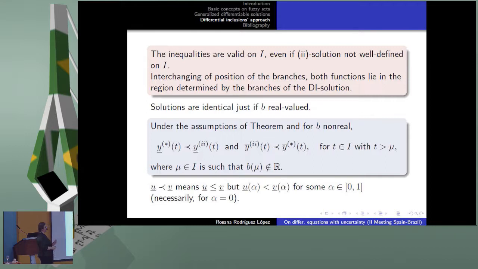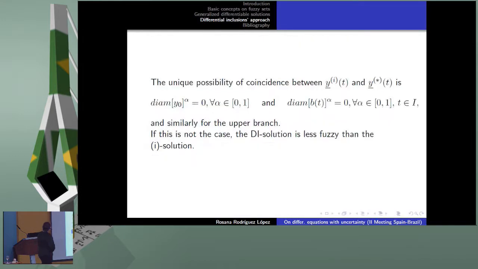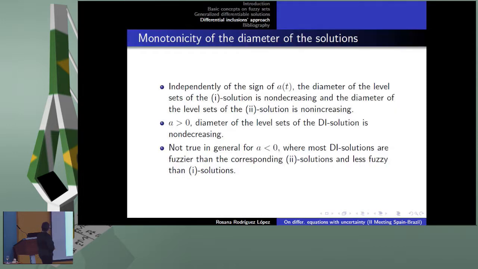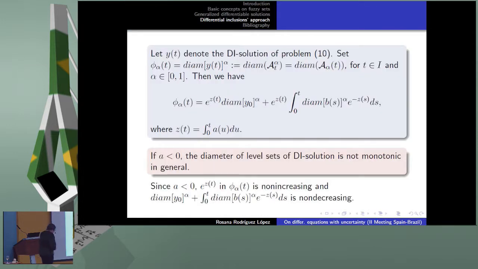Even if it doesn't exist, it is still true that the branches are also inside of the region determined by the solution from differential inclusions approach. No, even in that case, it is not a good definition. It's not a 2 solution anymore, but that is the case. And the coincidence is only for real cases. The approach of differential inclusions, if we want to know if the expression of differential inclusions is the same as the 1 and 2 solutions for other problems, that's something I will tell you at the end.